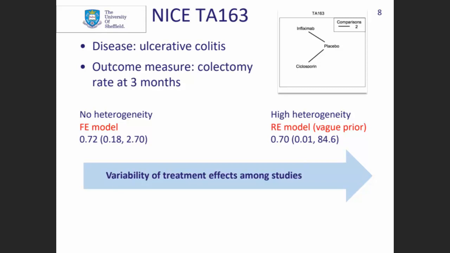When using the standard random effects model with a vague prior, the point estimate is quite similar to the fixed effect model analysis, 0.7. However, this is now associated with very large uncertainty in the estimates. It varies from 0.01 to almost 85. So the fixed effect analysis here assumes there's no heterogeneity, but the random effects analysis suggests very high, extreme heterogeneity. And this leads to the question of which model we should use.